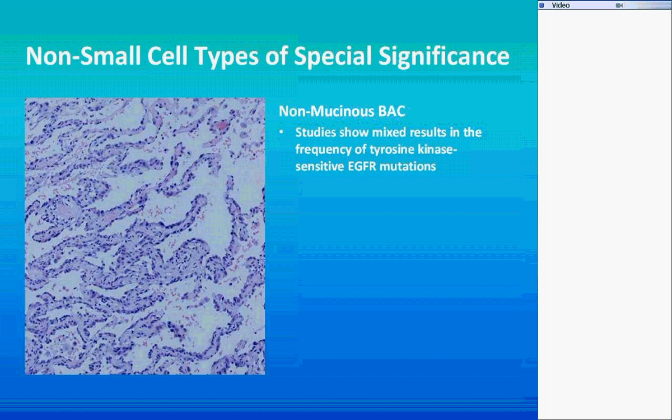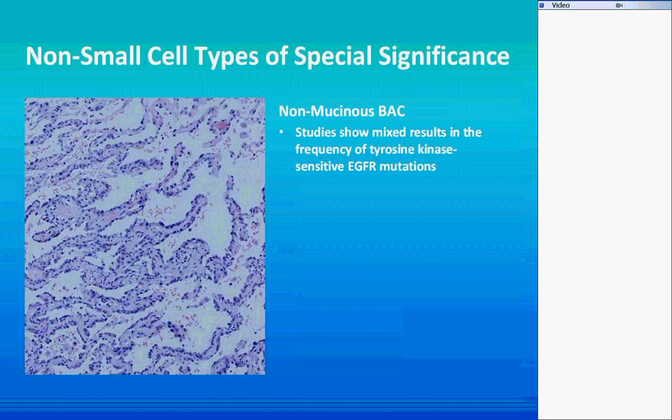But nonetheless, some studies, particularly those from the Japanese literature, have shown that there seems to be an association of the BAC histology with tyrosine kinase sensitive epidermal growth factor receptor mutations. And this is, of course, important because several drugs have been developed, the TKIs or tyrosine kinase inhibitors, that have shown efficacy in patients with these EGFR mutations.